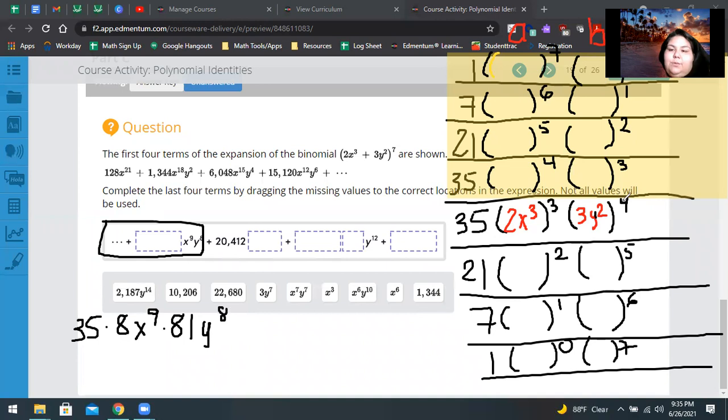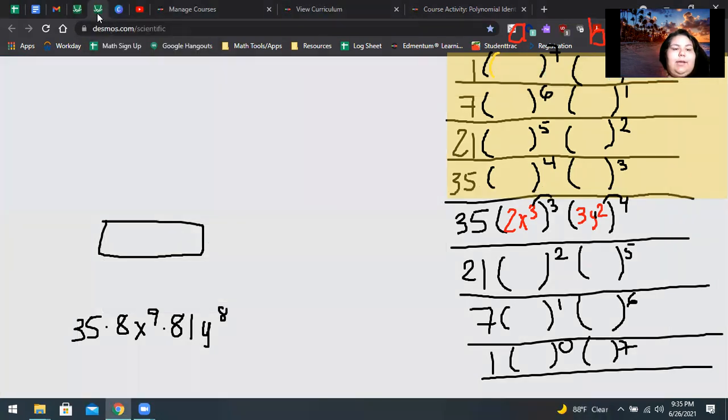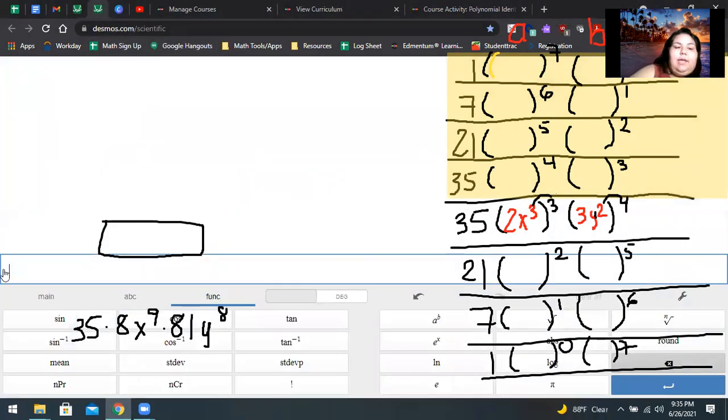So remember with exponents, when an exponent is raised to another exponent, you multiply. So 3 times 3, that's how I got my x to the 9. 2 times 4, that's y raised to the 8. I'm going to go ahead and move this over to my calculator and multiply this out.